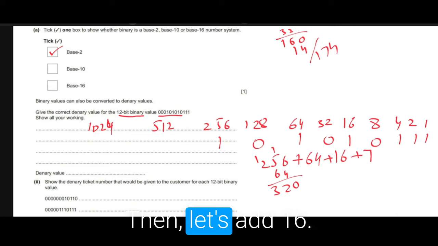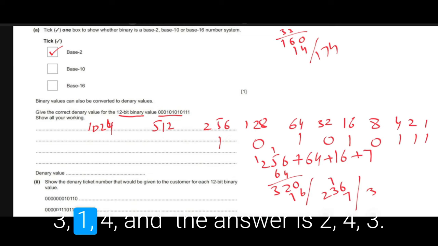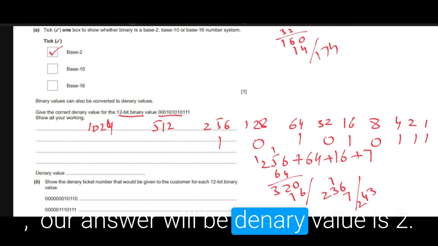Then let's add 16. So it is 336. And let's add 7. The answer is 343. The Denary value is 343.